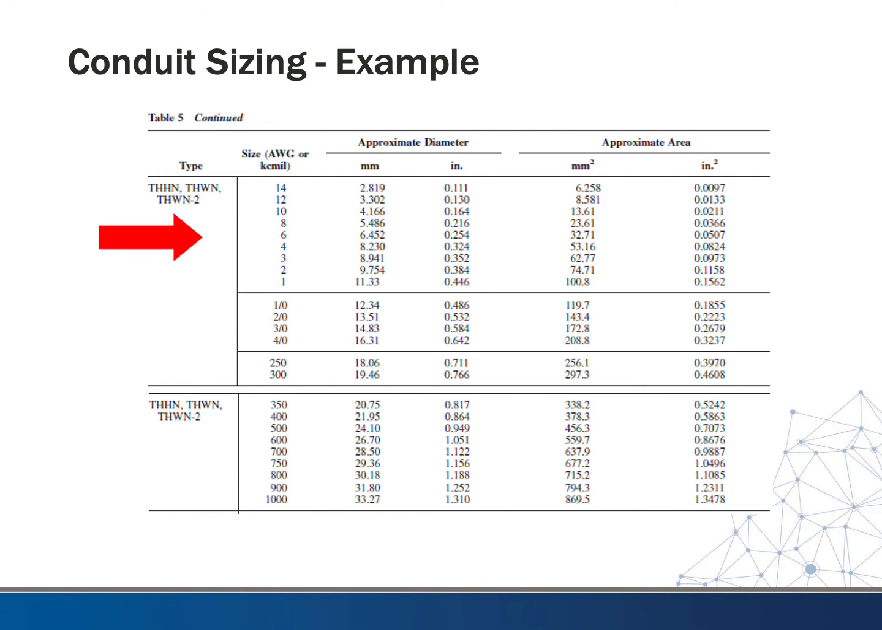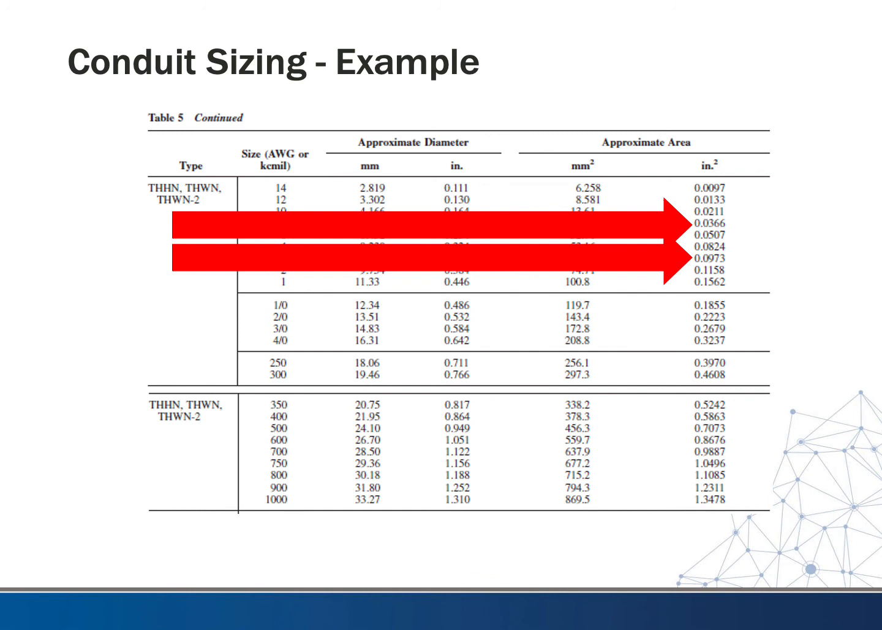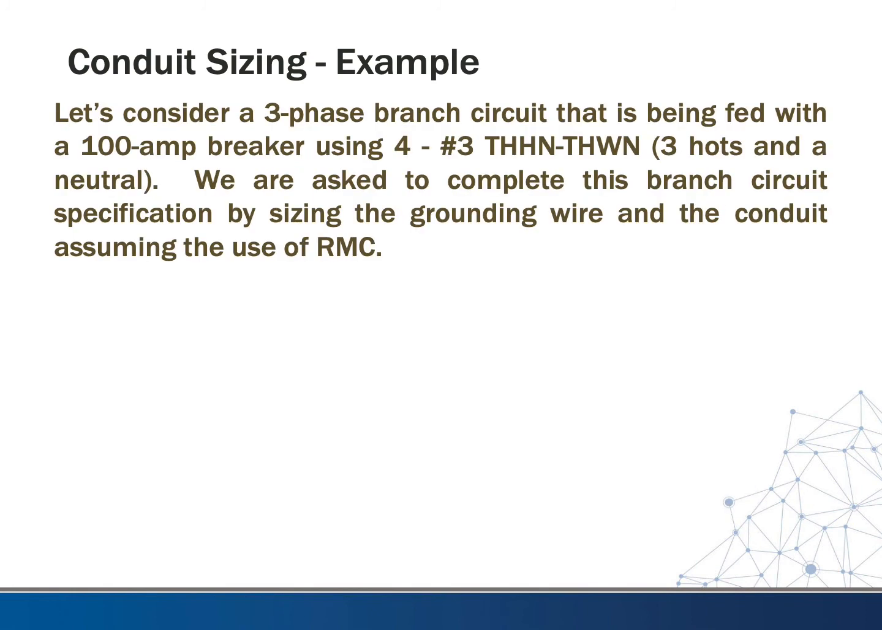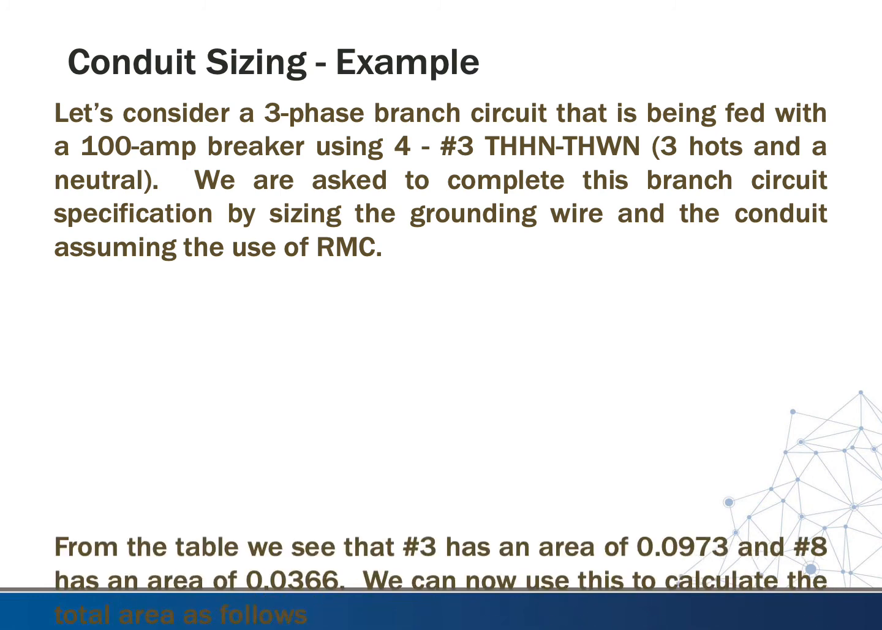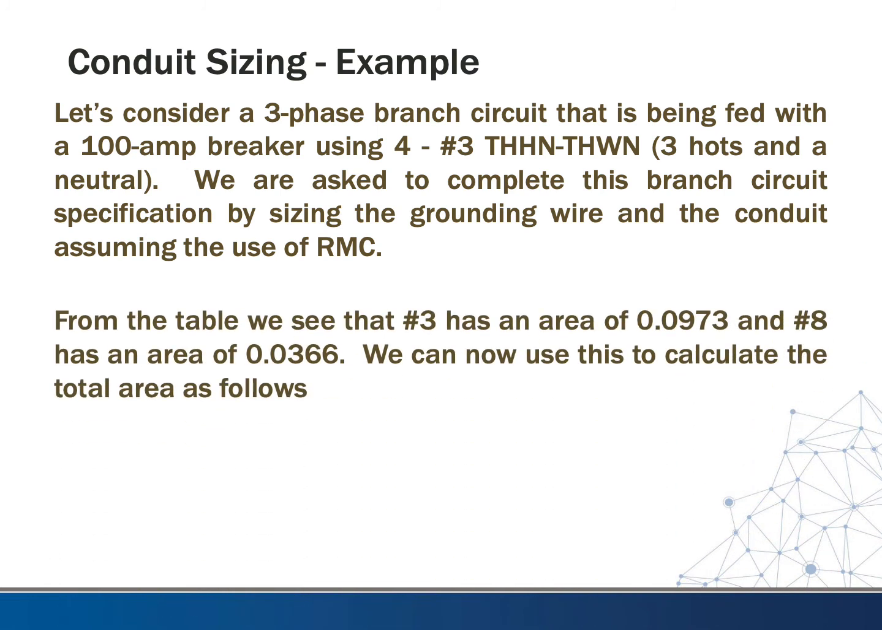So using the table, we know that we will be using number 3, and we know that we'll be using number 8 for the ground. So to get the cross-sectional area for a single instance of these wires, you see we just read across the table, so it'll be 0.0973 for the number 3 and 0.0366 for number 8. So back to our example from the table, we see that number 3 is 0.0973 and number 8 is 0.0366. So we can use this now to calculate the total area as follows.